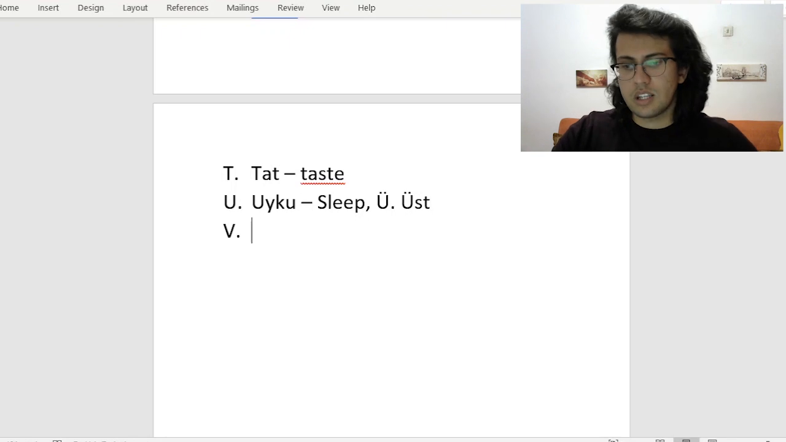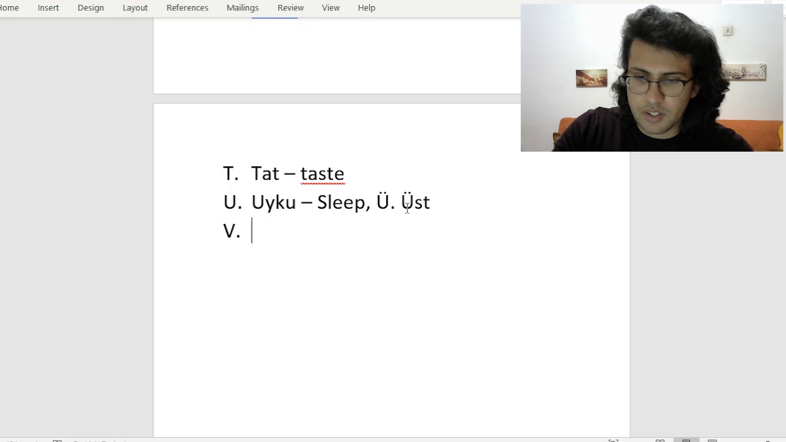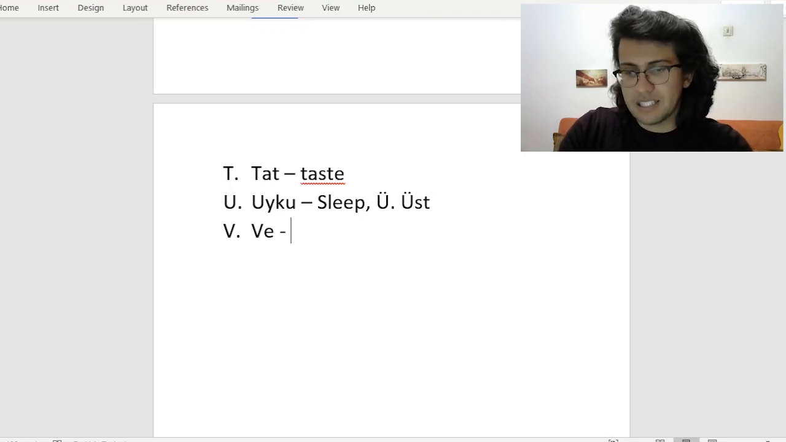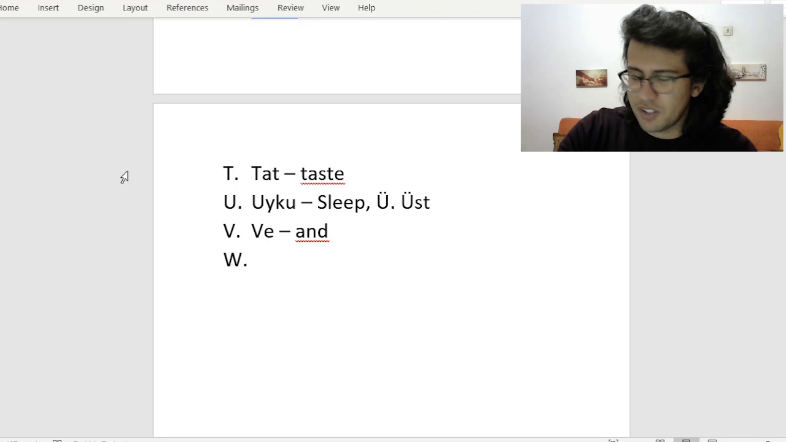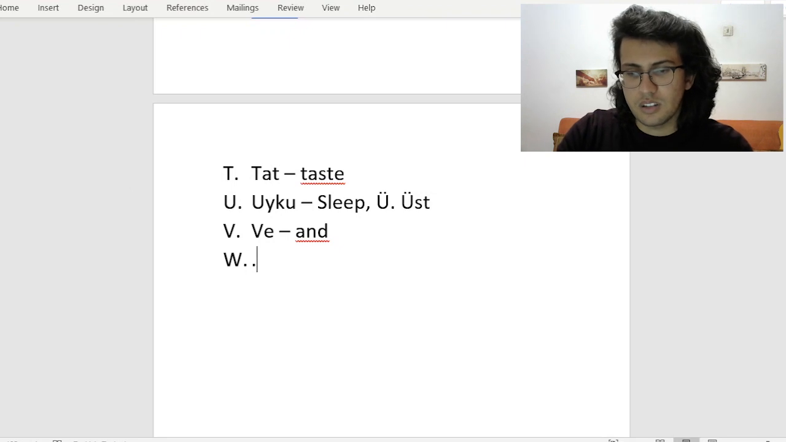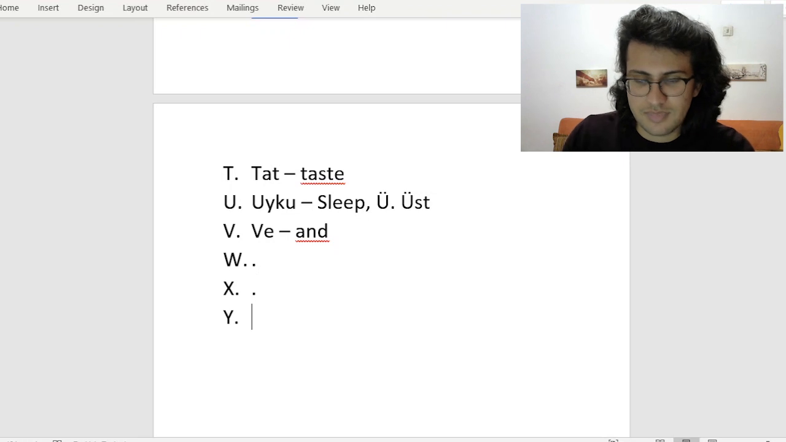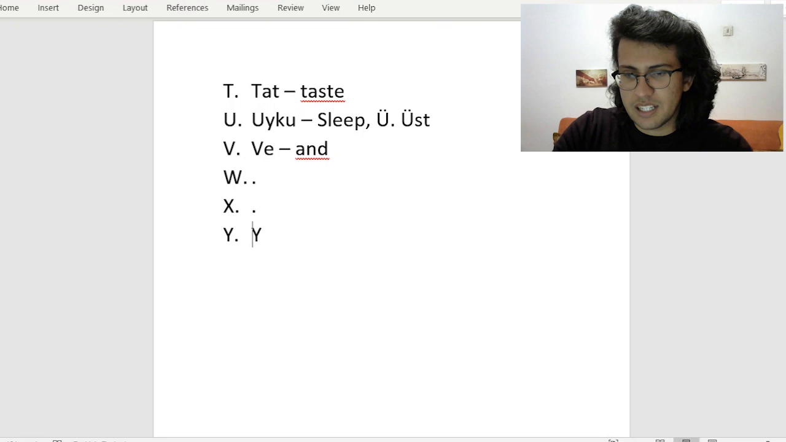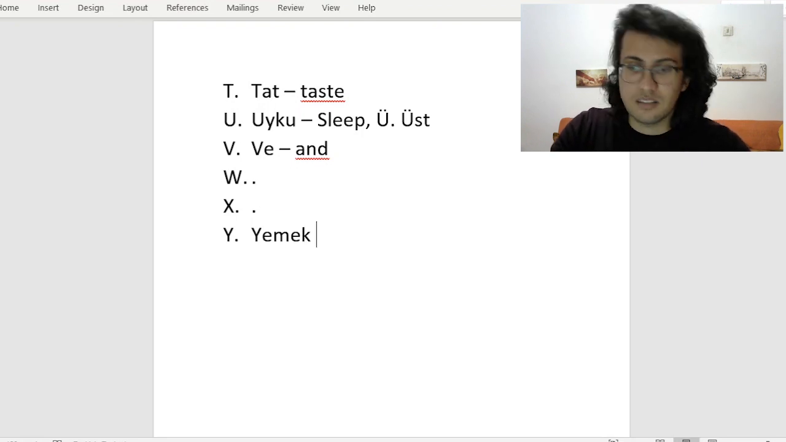Okay, and next, we have the letter V, and we'll use a very simple one, and that's ve. And this basically means and. And then we have the letter W, but there is no W in Turkish. And then we have the letter X, but there is no letter X in Turkish. And then we have the letter Y, and yes, there is a letter Y in Turkish. And the word is going to be yemek, which means food.